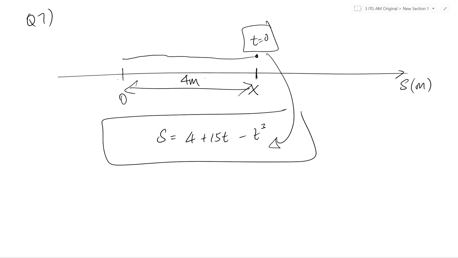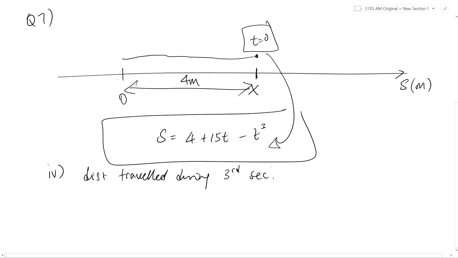So parts 2, 3, and 4. Part 2 and part 3 are straightforward questions. For part 4, I'm focusing on the interpretation of the question: calculate the distance traveled during the 3rd second. This refers to the distance from time equals 2 to time equals 3. So you are supposed to find the distance traveled between these two timings.